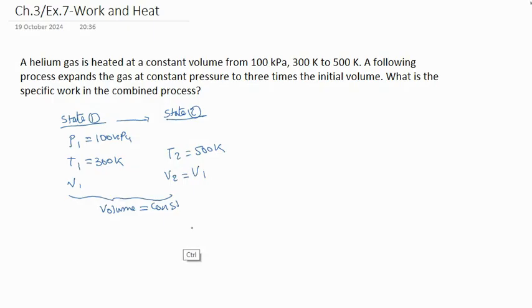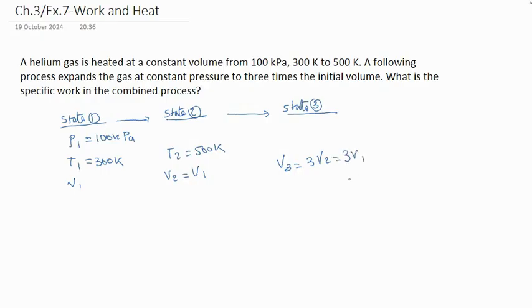Now the process continues and the volume now tripled at a constant pressure. So state number 3, volume 3 equals 3 times volume 2, or 3 times volume 1. And remember that it says constant pressure, so P3 equals P2.